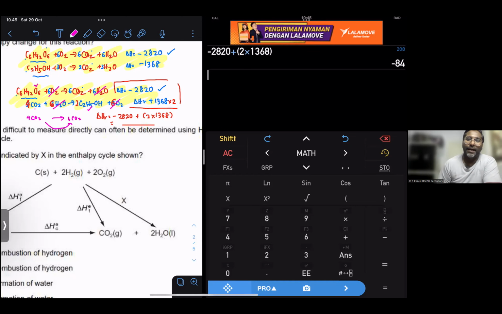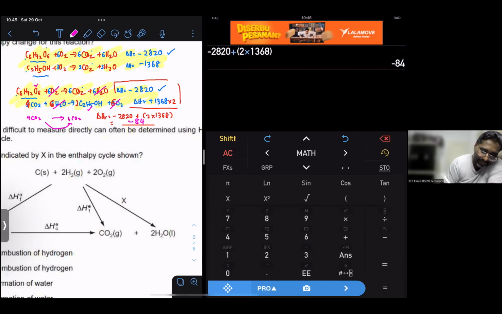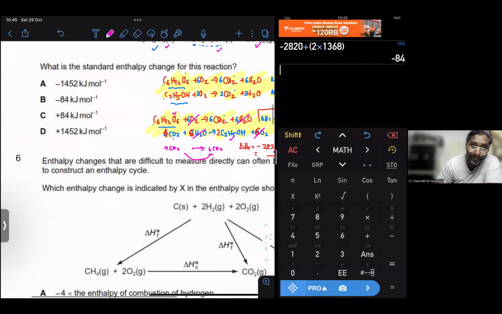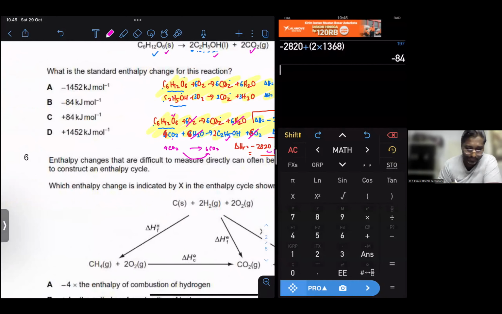Okay, you can see I have negative 84. So the answer is negative. Okay, so the answer is negative 84.